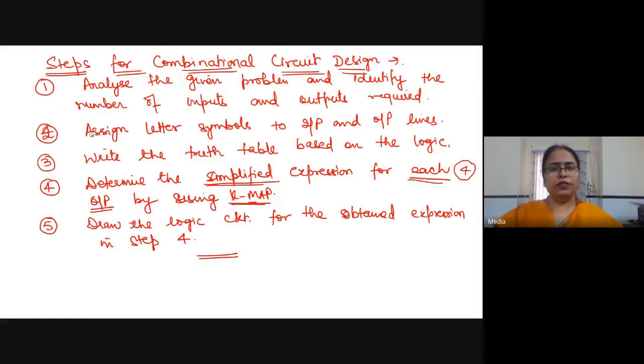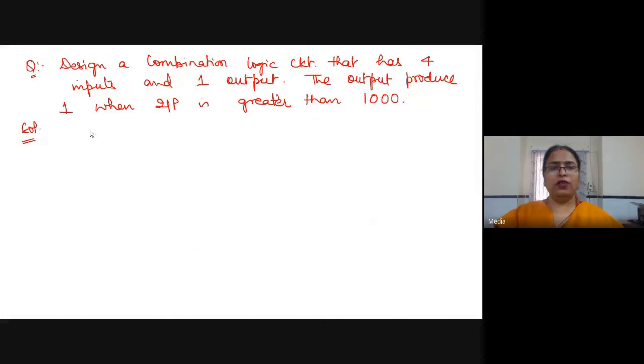Analyze the given problem. It is very simple. You have analyzed that you have to design a circuit with 4 inputs, 1 output, and the logic is that when the input becomes greater than 1,000, the output will become high, right? And below and equal to 1,000, it will be low. So this will be our inputs A, B, C, D, and output will be Y. 0 0 0 0. When we are talking about 4 inputs, it will go from 0 0 0 0 to 1 1 1 1.